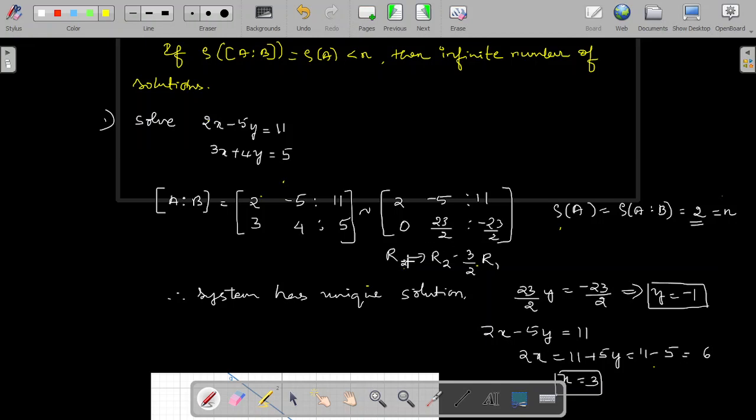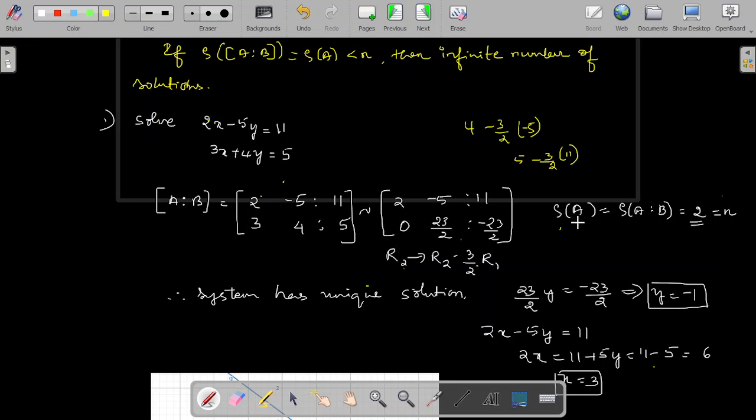elementary operation. That is R2 changes to R2 minus 3 by 2 into R1. So 2 cancels 3, minus 3, it is 0. Similarly, 4 minus 3 by 2 into the corresponding entry of R1, which is minus 5. So 4 to 8 plus 15 is 23 by 2. Similarly, 5 minus 3 by 2 into 11 gives you 10 minus 33, minus 23 by 2. Now, this is in the echelon form. Count the number of non-zero rows. There are 2 non-zero rows in the augmented matrix. Similarly, 2 non-zero rows in the matrix A.